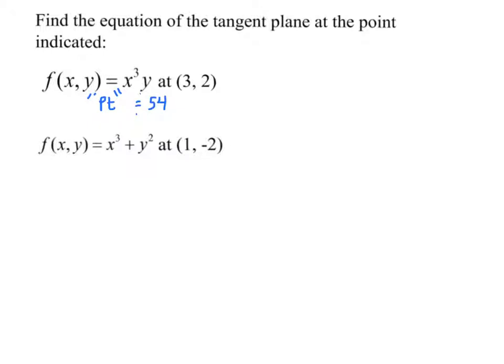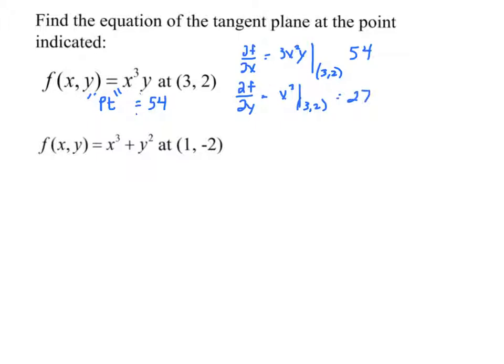Now the slope. Well, I need to know the slope with respect to x. So treating y as a constant, I just have 3x squared y. Evaluating that at 3, 2, well, 3 times 9 is 27 times 2 is 54. The partial derivative with respect to y would be just x cubed. Evaluate at 3, 2. So this is 27.